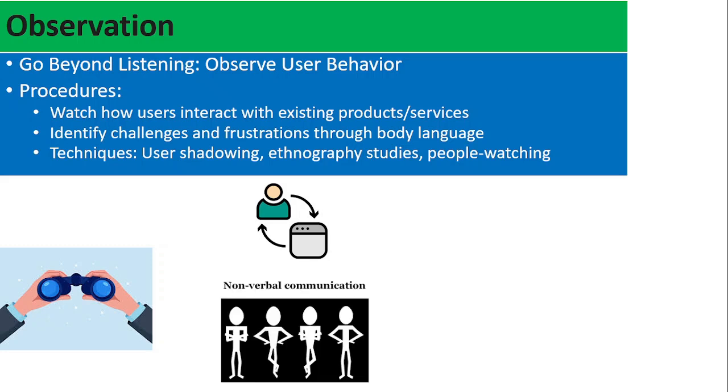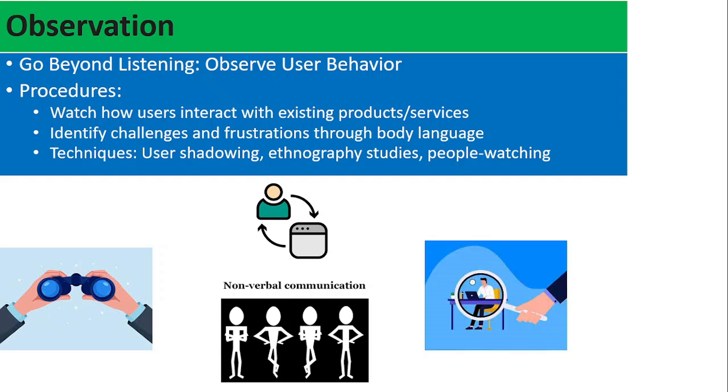And then techniques. What are the techniques? User shadowing, ethnography studies, people watching. You deeply analyze the student performance when you give a new pen to them. How do you observe that? So observation is also important. When you give a new product to them, how they react to that product is also important.